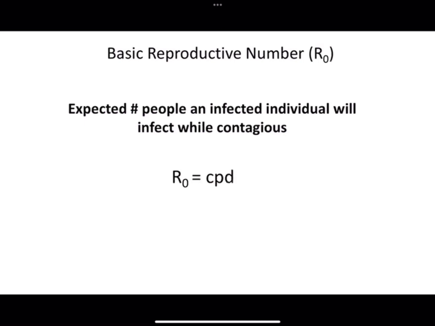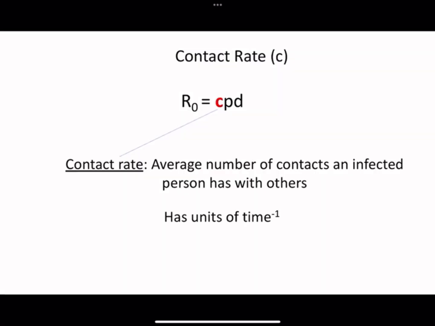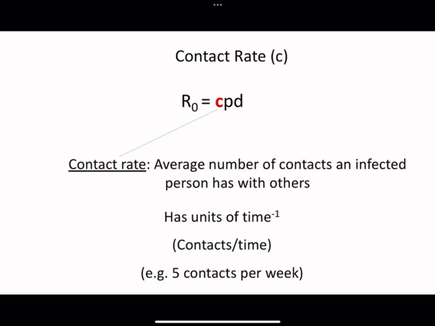The calculation of R0 is R0 equals CPD. Going over these individually, C is the contact rate, P is the transmission probability, and D is the duration of contagiousness. Contact rate, C, is the average number of contacts that an infected person has with others, and that has units of contacts per time. What that might look like is 5 contacts per week.